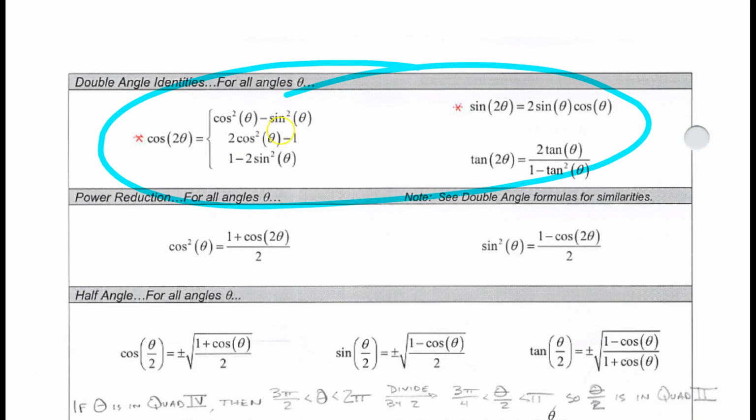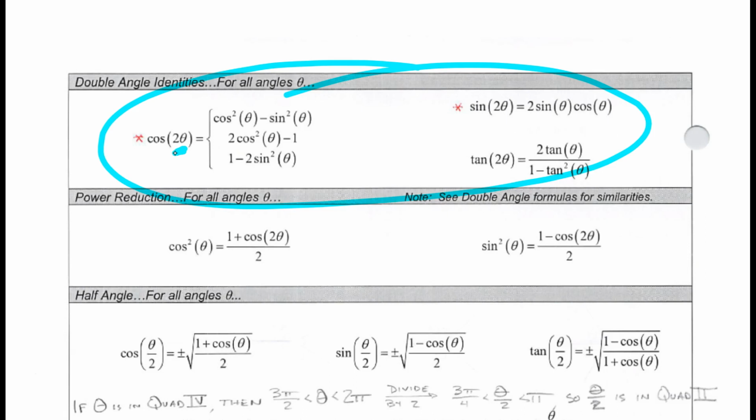There are 3 versions of the double angle formula. The double term comes in because it's 2 theta as the input. There are 3 different versions of the formula for cosine 2 theta. Honestly, if you can memorize one of those, you should be able to derive the others. And how can you derive the others?